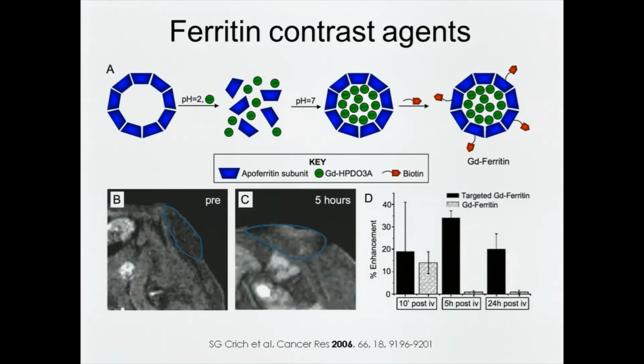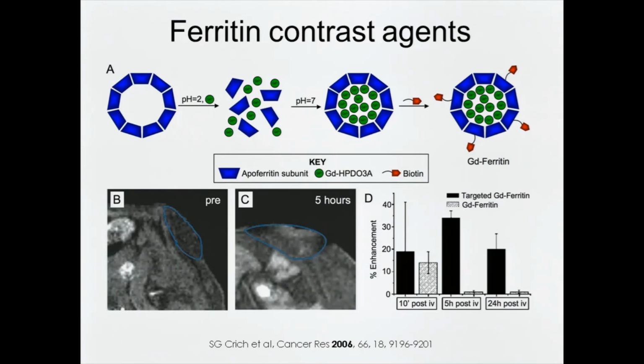But a little bit more recently, there's work from the group of Feraheme, and what people realized is that with ferritin, when you reduce the pH, the subunits break apart and separate. Then if you mix in with it something such as a gallium chelate, and then increase the pH, you can entrap these gallium chelates inside of the ferritin structure to create a positive MR contrast agent. And they then attached biotin groups for targeting purposes.